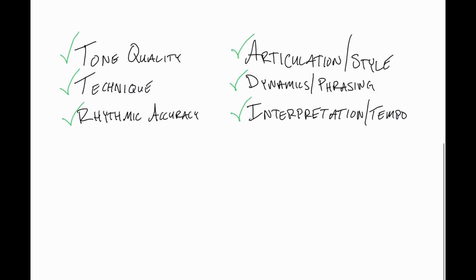You'll be judged on tone quality, technique, rhythmic accuracy, articulation/style, dynamics/phrasing, and interpretation/tempo. So it's important to make sure you're not only playing the etude in time and with the right rhythms, but that the tone is the best quality for every note, and the phrasing all works. And all of these little details have to be there in order to have a successful audition.